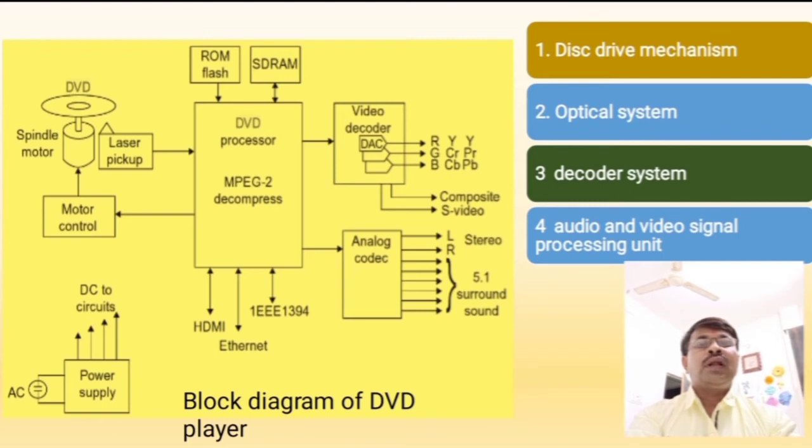So another important block diagram point, audio and video signal processing. Audio signal processing contains, for example, audio amplifier, audio power amplifier, and left right speaker. So video amplifier is required for video signal processing purpose.